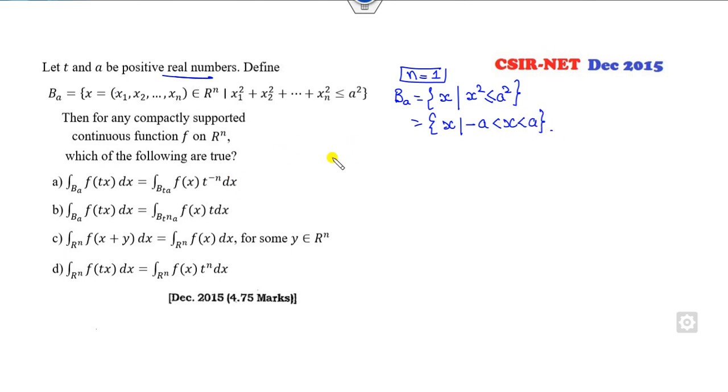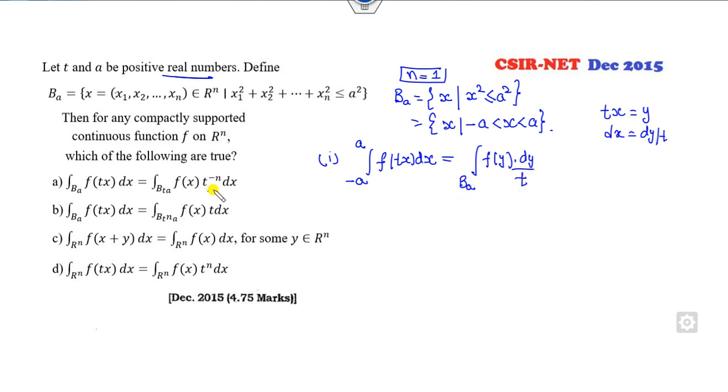Fine. Now look at the first option. Integration over this B of a, so that's from minus a to a, of f of t x dx. So how can you do that? Or this is B of a. So I can take t x as y. So dx is dy over t. So this is f of y into dy over t over the collection B of a. Fine. Now you can see I take n as 1, which is correct. So definitely this is wrong, because this is f of x, but we need this one.